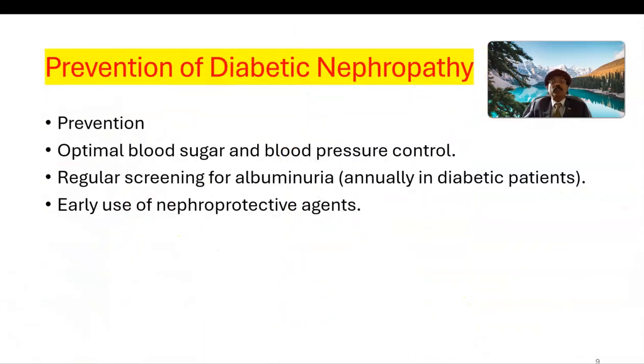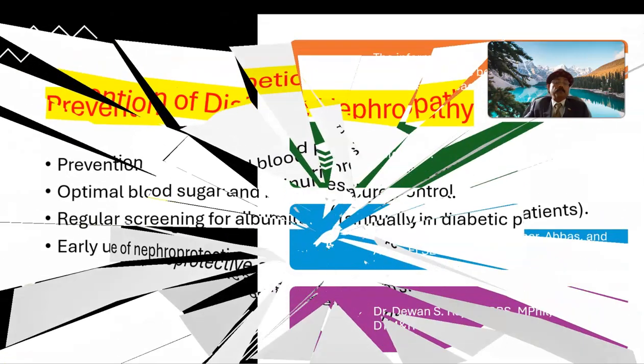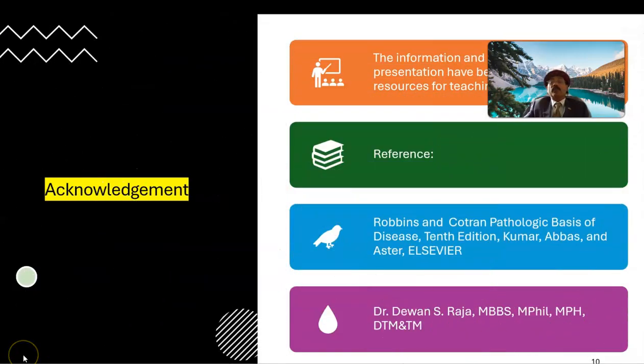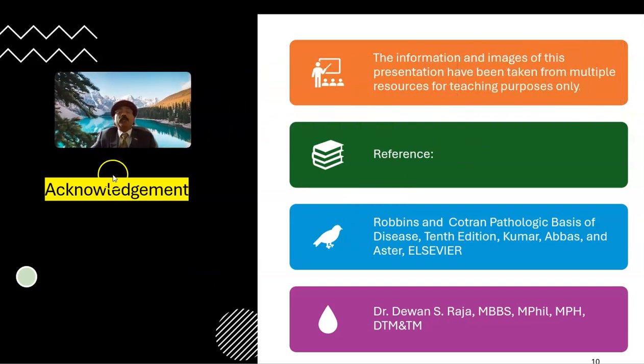Prevention of diabetic nephropathy: optimum blood sugar and blood pressure control, regular screening for albuminuria annually in diabetic patients, and early use of nephroprotective agents, what we discussed. And that's all about diabetic nephropathy.